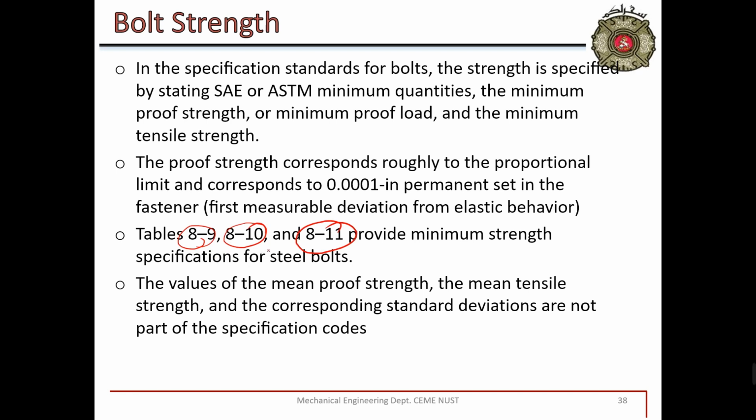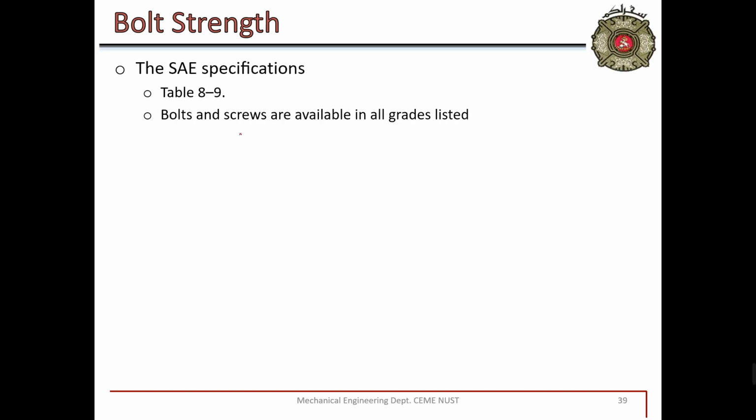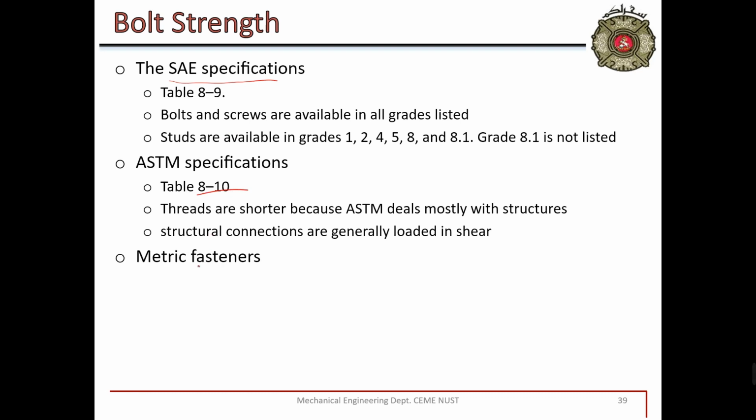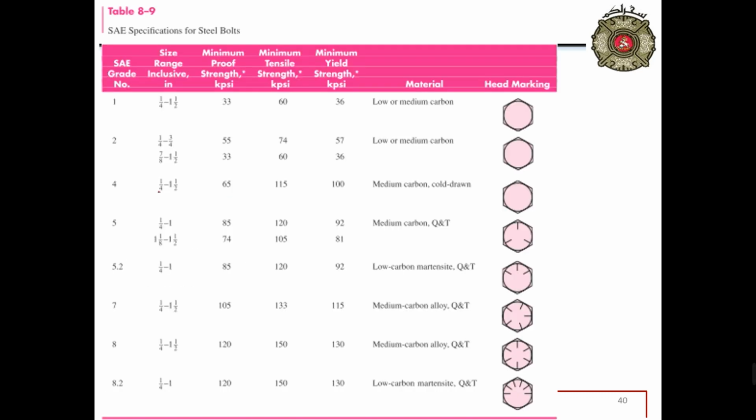These three tables give you different types of strength values. For example, table 8.9 is for SAE specification, table 8.10 is for ASTM specification, and for metric specification we have table 8.11. This is an example. If you know the diameter of your bolt, for example, the diameter of the bolt is half-inch.